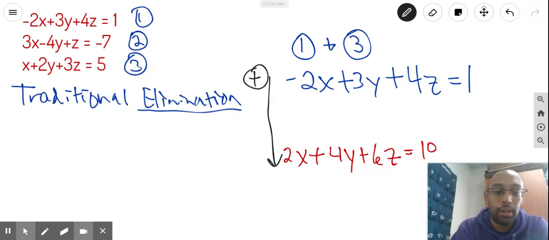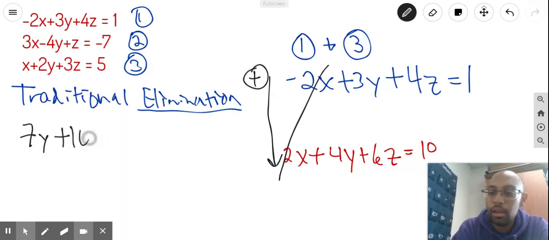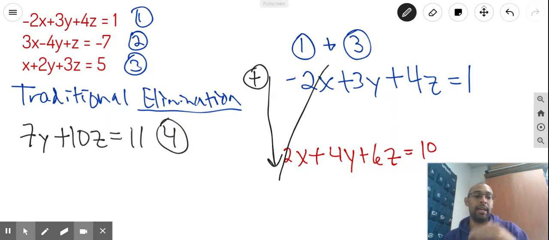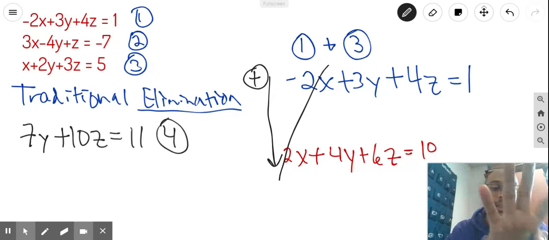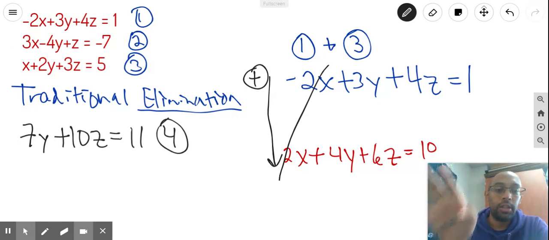This gives us, I'm going to write it over here on this left side, okay? This cancels, and so I get 7y plus 10z equals 11. I'm going to denote this as equation 4 because this is going to be the next step in figuring out one of the variables. I used equations 1 and 3. I eliminated x, and now I have two unknowns. I don't know what y is and I don't know what z is.